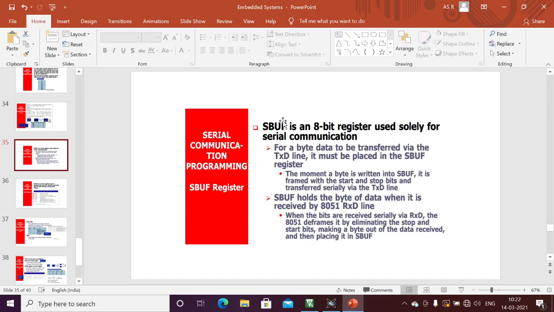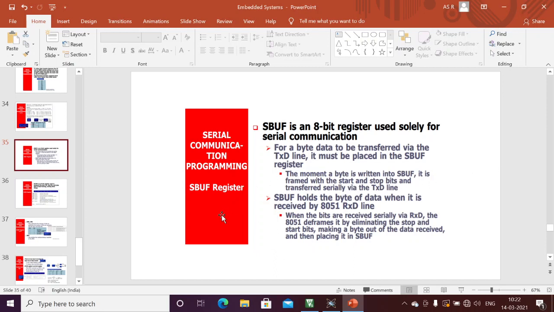Okay, here we'll just read: SBUF is an 8-bit register used solely for serial communication. For a byte of data to be transmitted via the TX line, it should be placed in the SBUF register. For example, if I want to transmit any data from the microcontroller to the external device, we should place it in this SBUF register. The moment a byte is written to the SBUF, the frame with the start and stop bit is transferred serially via the TX line. This 8-bit data will be framed with the start bit and stop bit, and it will be transmitted from the TXD line.